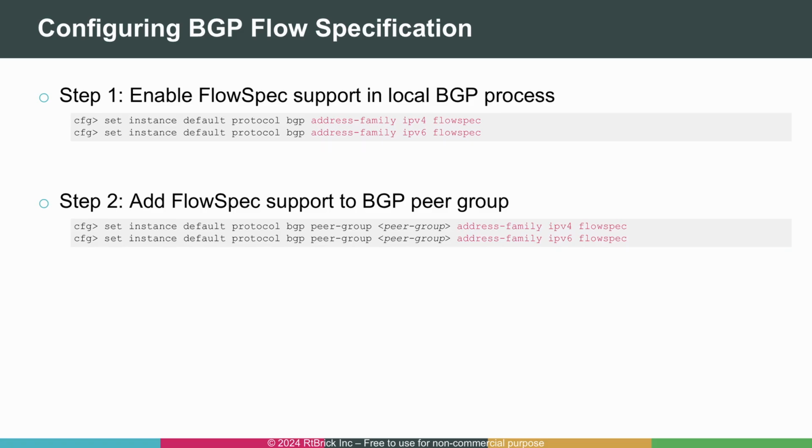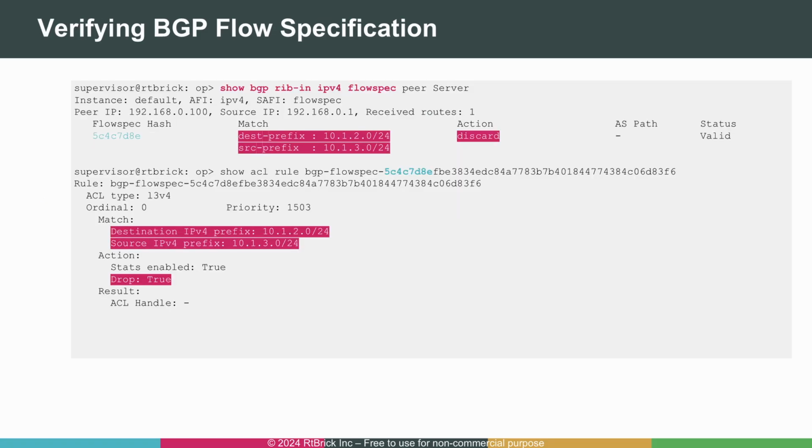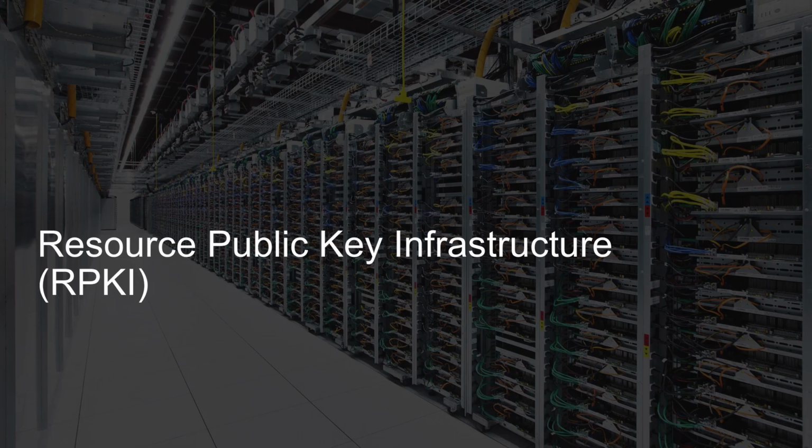To wrap up this section, I've summarized the configuration commands for your reference. Configuring BGP flow-specific rules requires activating the appropriate address families at both the BGP protocol level and the peer group level. BGP flow-specific routes can be monitored using the show BGP ribbon command. The output lists the match rules, corresponding actions, and the Flowspec hash. The resulting access control list can be inspected with the show ACL command. The name of the ACL begins with BGP-Flowspec-hash ID.